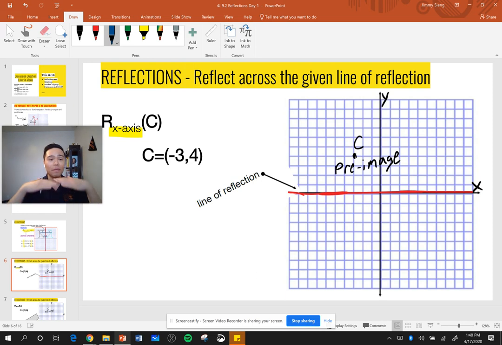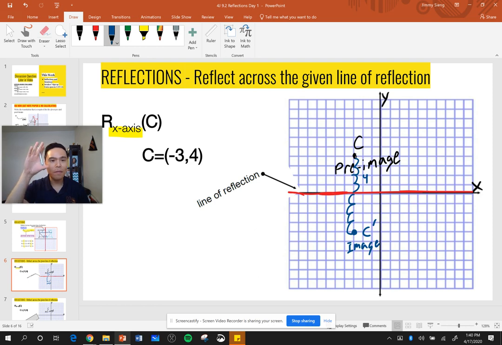Well, if I'm trying to reflect it off the x-axis, I need to see how far away that point is from it, right? So I can see that it's 1, 2, 3, 4 away. So therefore the image, 1, 2, 3, 4 away, or C prime, there's the reflection of it, okay?